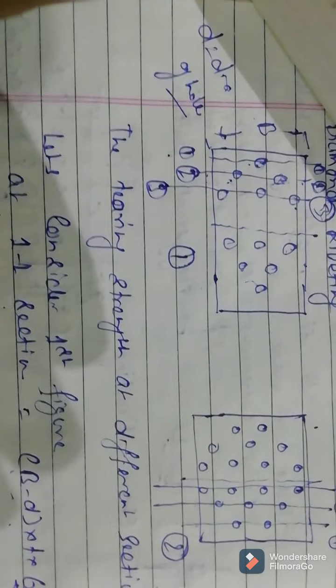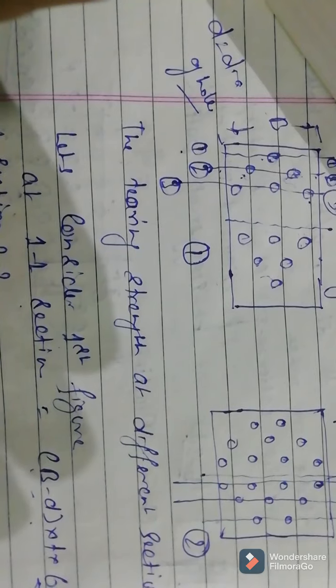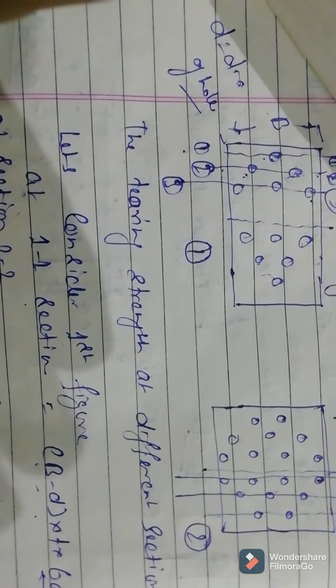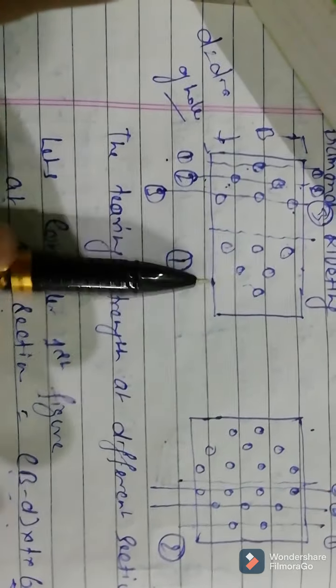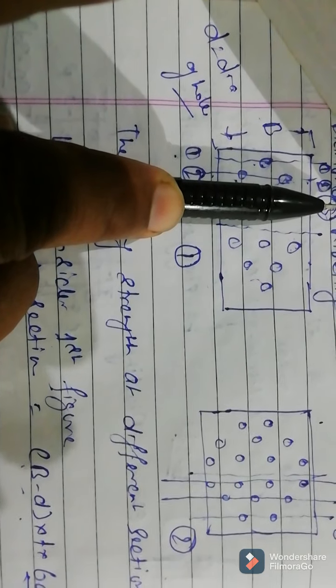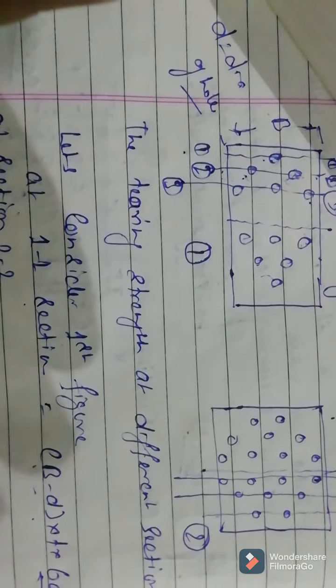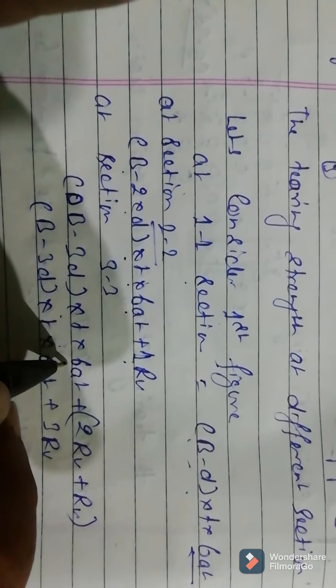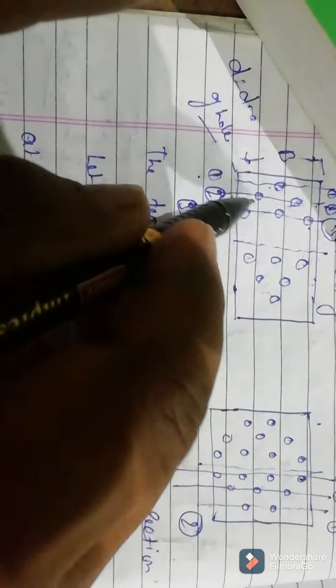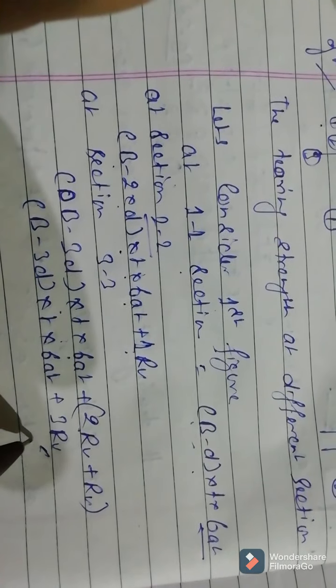So now let's consider the third section. For the third section, again B minus how many rivets? There are 3 rivets, so B minus 3d plus how much? If we leave out this section and remove it, how many rivets are left? 2 rivets. So the tearing strength at the third section is (B minus 3d) into t into sigma at plus 2 RV, that is 2 RV plus RV, the 3 rivet values. So these are the tearing strengths.